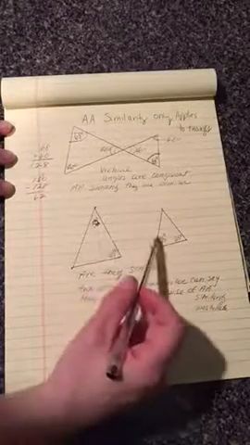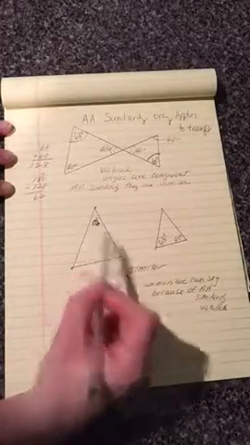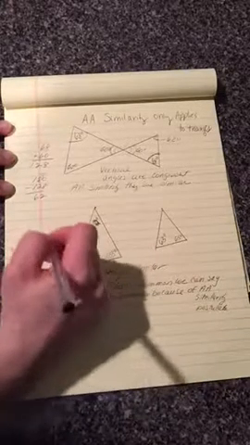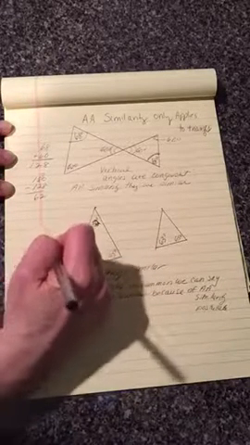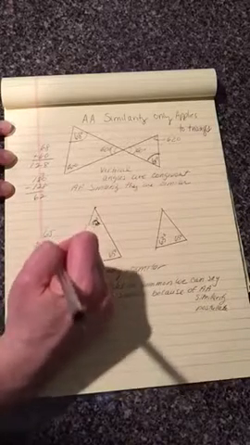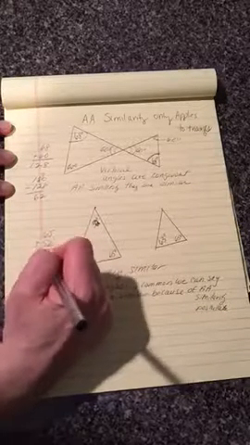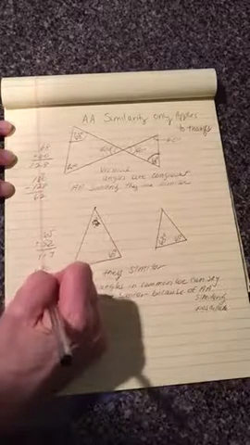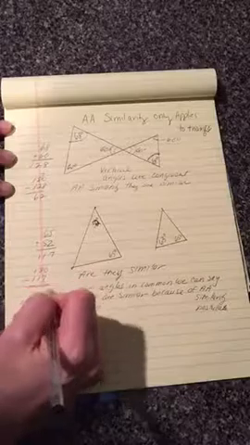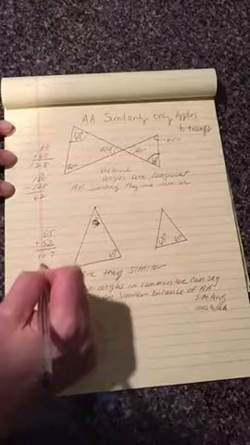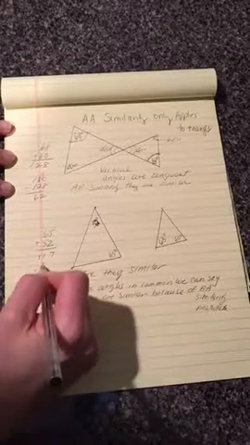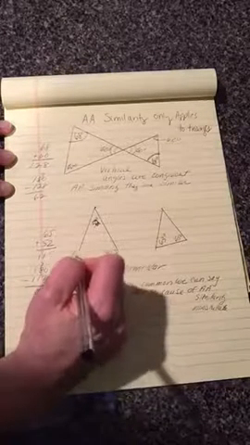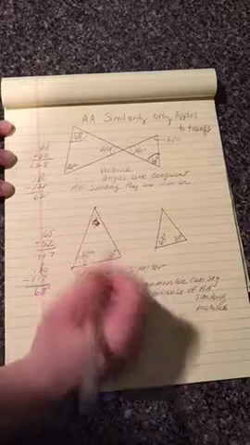Now, let's take a look at this example here. Well, this is 52 degrees, this is 65 degrees. All I have to do is find the third angle. So I would take 65 plus 52. So 5 plus 2 is 7, 6 plus 5 is 11. And then I want to subtract it from 180 degrees. So 180 minus 117. So 10 minus 7 is 3. 7 minus 1 is 6. So 63 degrees. So this angle here has to be 63 degrees.